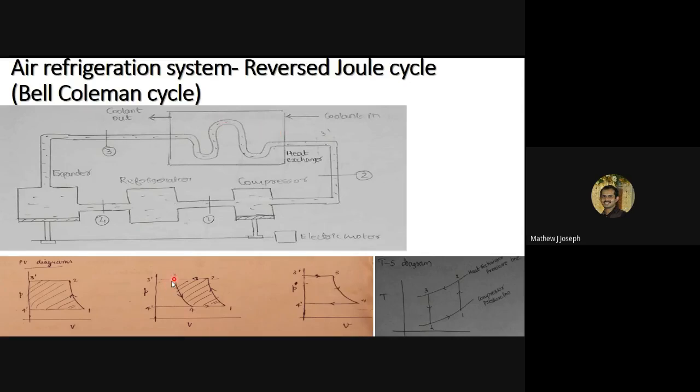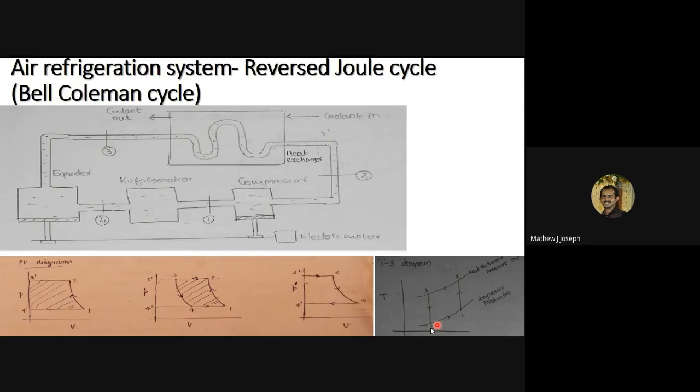Then 3 to 4 is our expander cylinder operation. 3 to 4 is again happening isentropically inside the expansion cylinder. Okay, that will be the cyclic representation of this air refrigeration system in a PV diagram. The TS diagram representation will be like this.